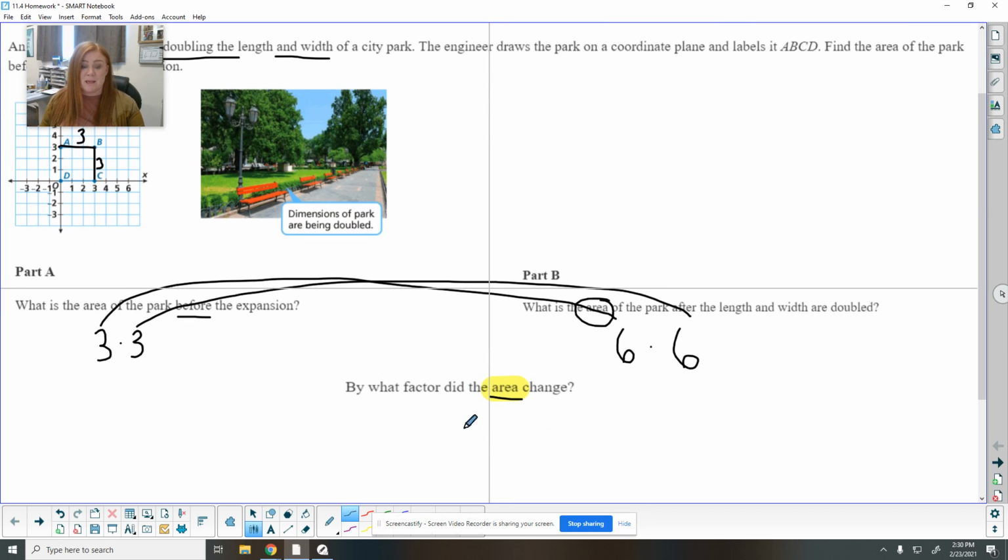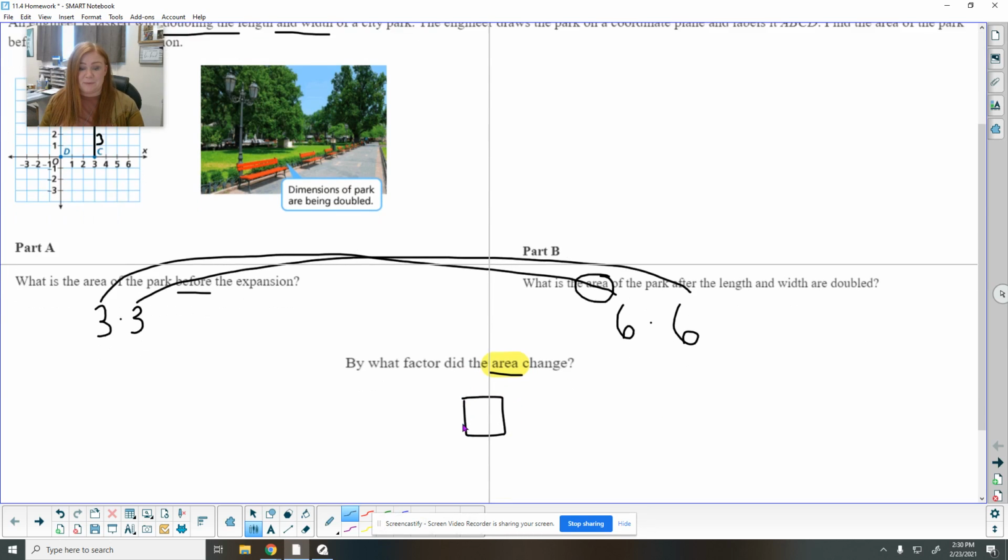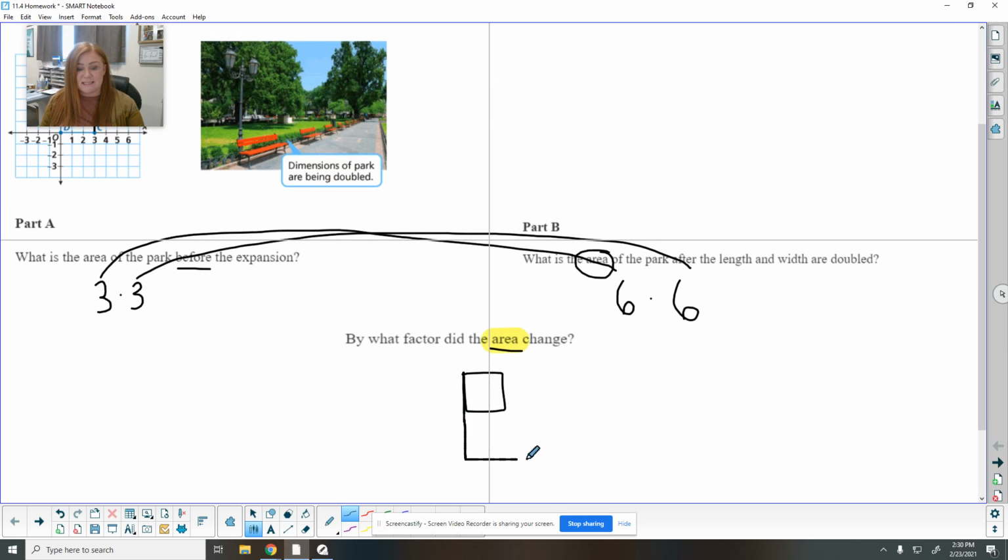So we started here at 3 by 3, and now we ended up 6 by 6. We know that, yes, the length got 2 times bigger, but the width also got 2 times bigger. So the area didn't just double. Actually, 2 times 2 is 4: the area got 4 times bigger because we made both sides 2 times bigger. It got 2 times wider and 2 times longer. 2 times 2 is 4.